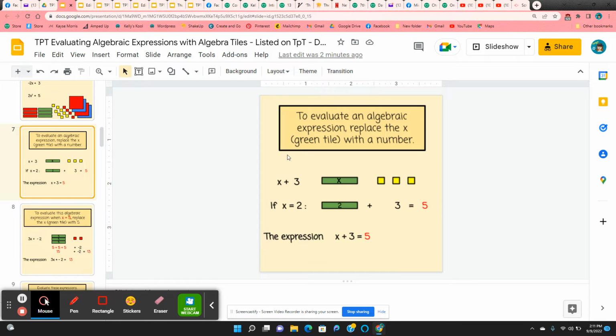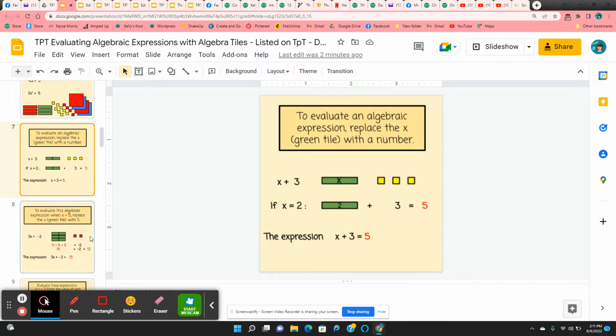Now, when they get down to slide 7, they're going to be shown how to evaluate an algebraic expression once we know what x equals. So if we know that x equals 2, we're going to replace that x with a 2, and then we can solve 2 plus 3 equals 5. So this expression equals 5.